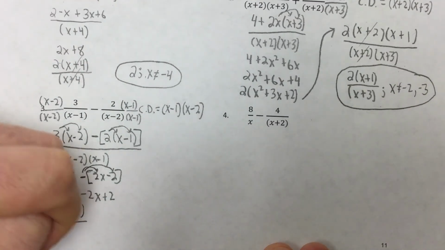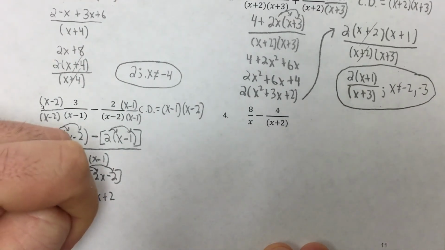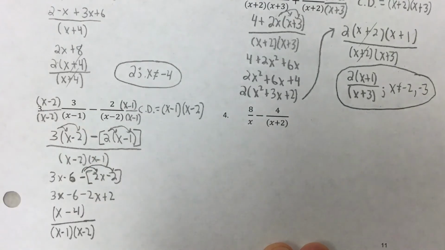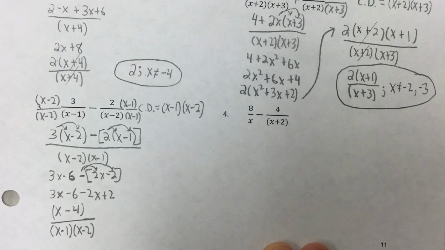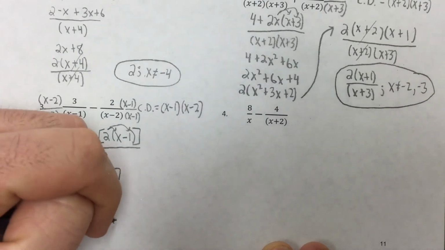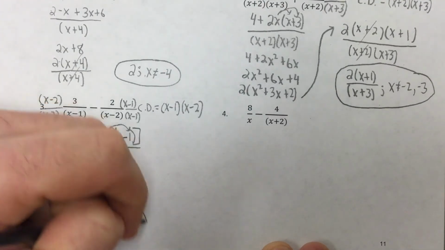I put my denominator on the bottom, and there's nothing else I can cancel. It is what it is. That's what we have. A lot of times people want to cancel things, but they can't. In this case, nothing is going to cancel. So we are left with our restriction, x cannot equal 1 or 2.